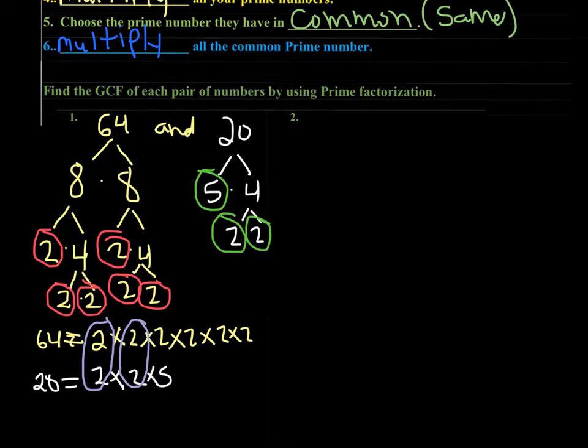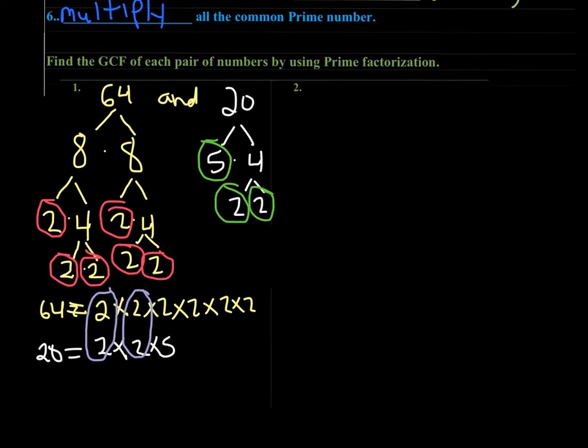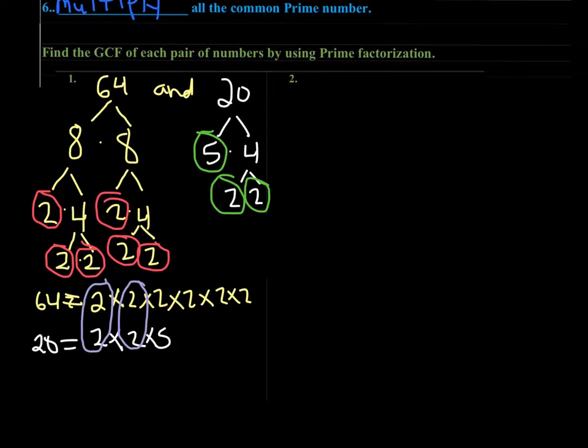Alright, so step number 6, last step. It tells us to multiply all the common prime numbers. So what I'm going to do is bring them down. We have a 2 times a 2. So if we multiply the common prime numbers, we will get 4. And 4 will be the greatest common factor, or the GCF.